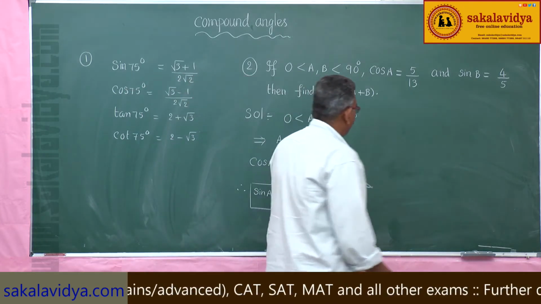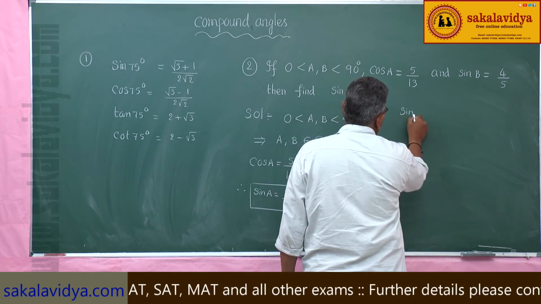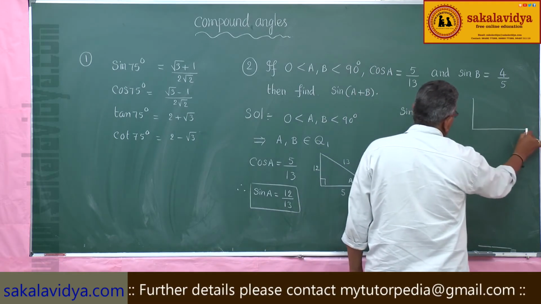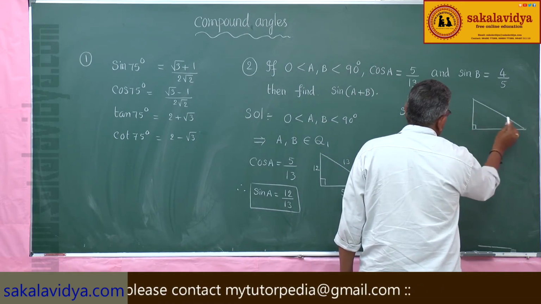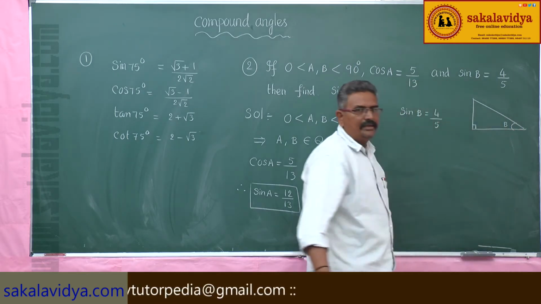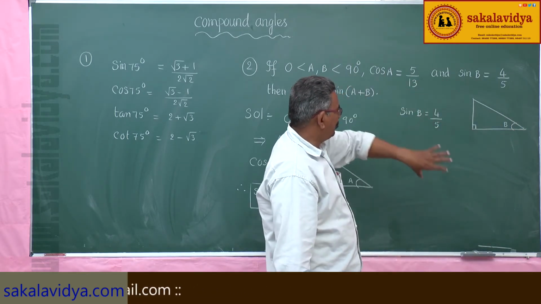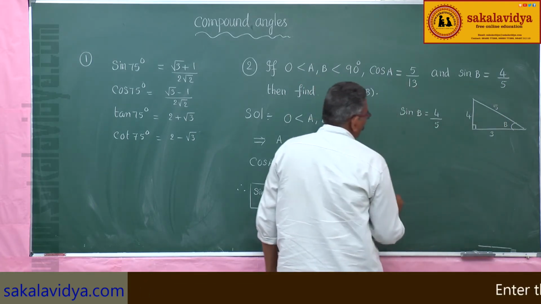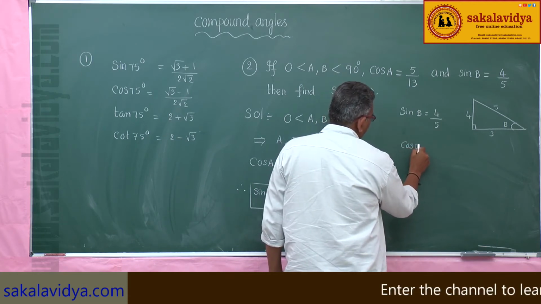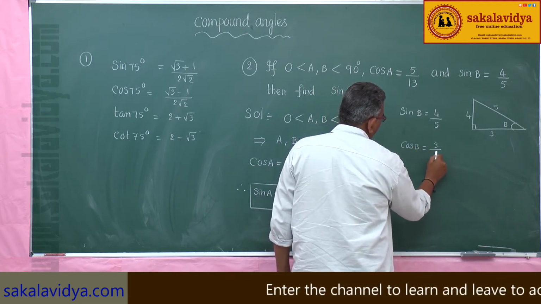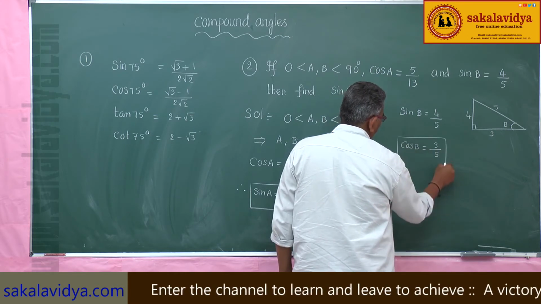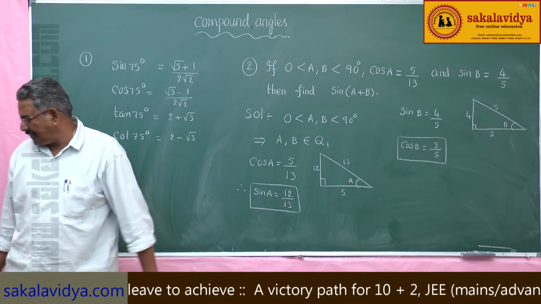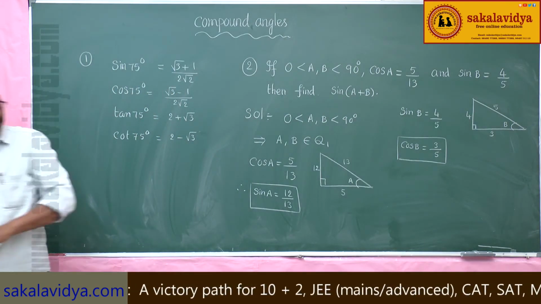Now, sin B is equal to 4 by 5. Again take a right angle triangle, here say angle B, sin B is equal to opposite side by hypotenuse, this is 4, this is 5, this will be 3. So we can write cos B is equal to adjacent side by hypotenuse, 3 by 5. Now, we have to find sin of a plus b. So, let us find sin of a plus b.